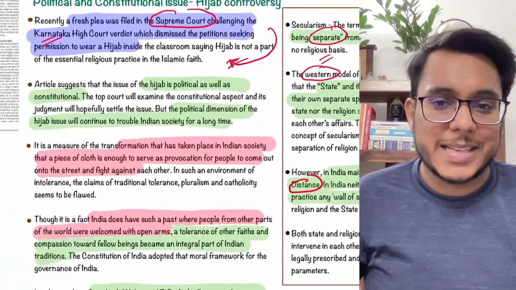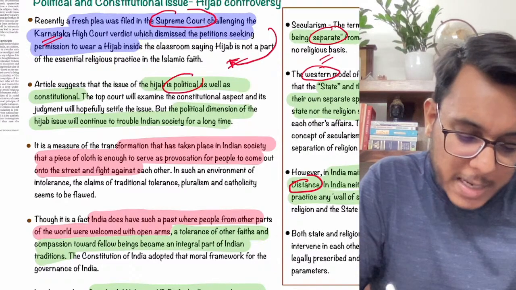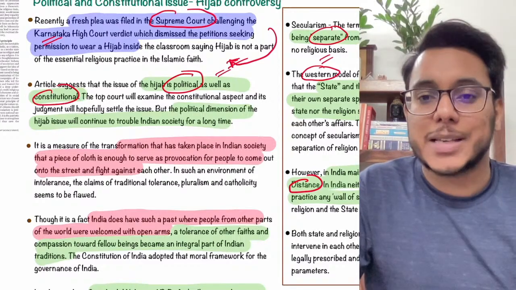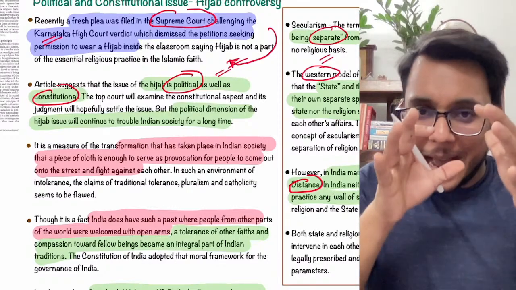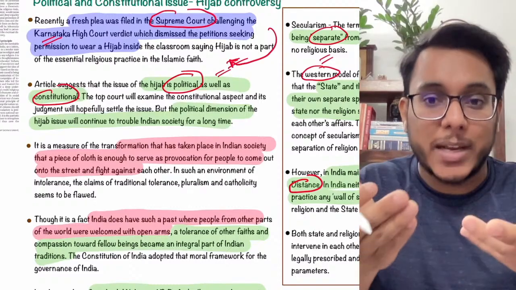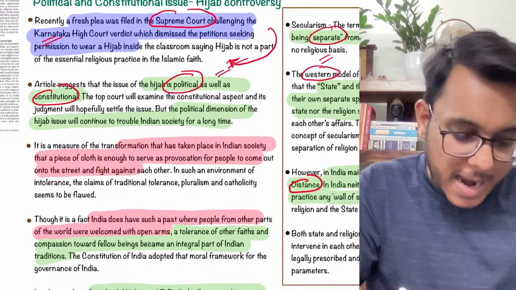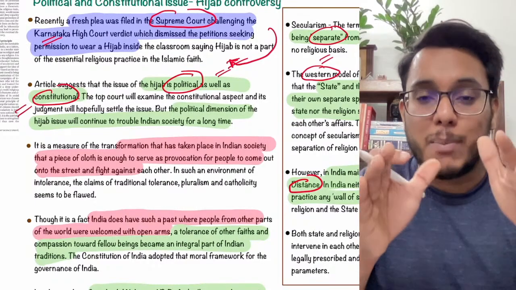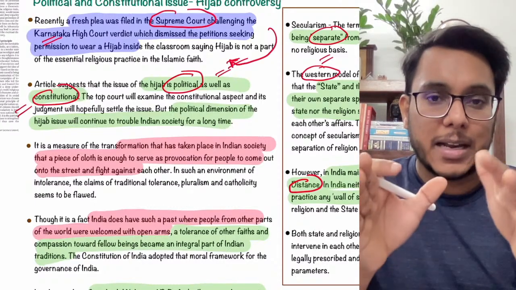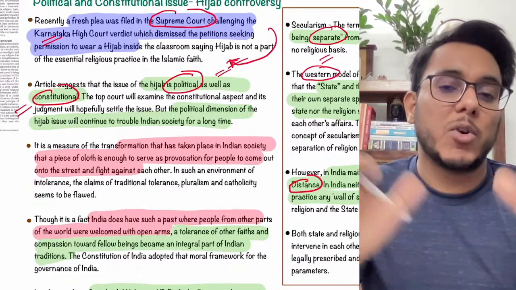Now, this article says that when the issue of the hijab is being talked about, the hijab has become a political as well as a constitutional issue today. A political issue, why? Because, guys, there is a kind of identity of religion that has come in. The right wing is promoting the hijab issue as a political issue. Since it has become a political issue, it has also become a constitutional issue, because in the Constitution of India, the right to religion has been guaranteed under Articles 25 to 28. Under this right to religion, can you carry the hijab or can you not carry the hijab?